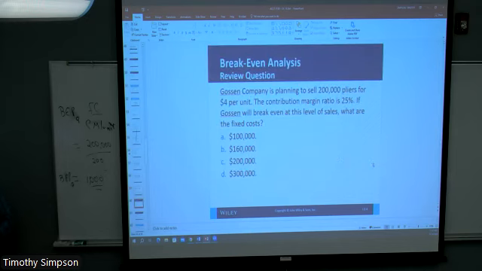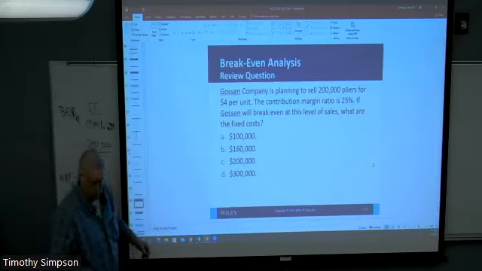So, we've got a quick question here. Goss and Company is planning to sell 200,000 pliers for $4 per unit. The contribution margin ratio is 25%. If they'll break even at this level of sales, what are the fixed costs? Okay. Real quickly, without spending a lot of time here, we can simply do the math and say that, I keep losing my eraser.